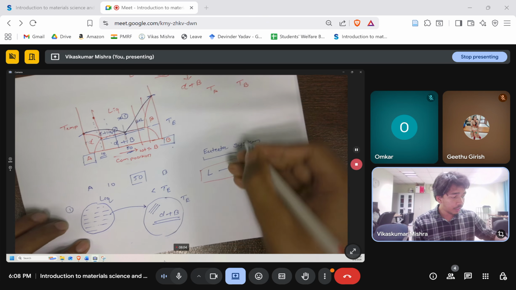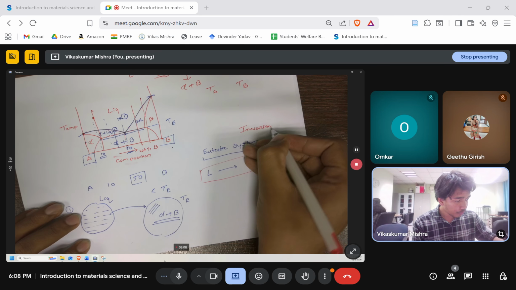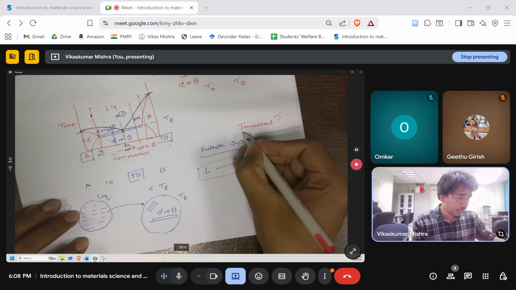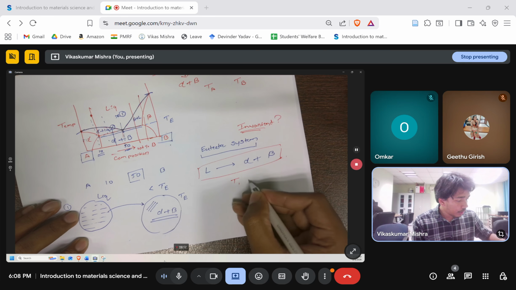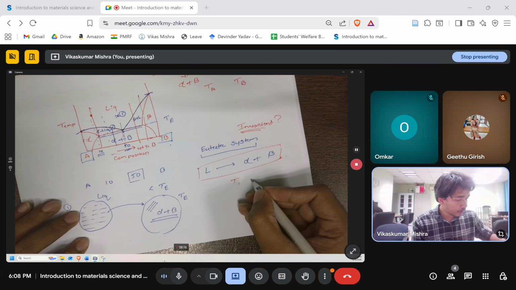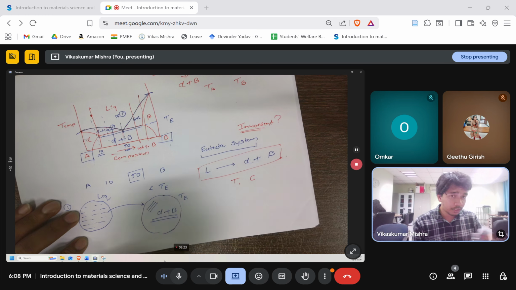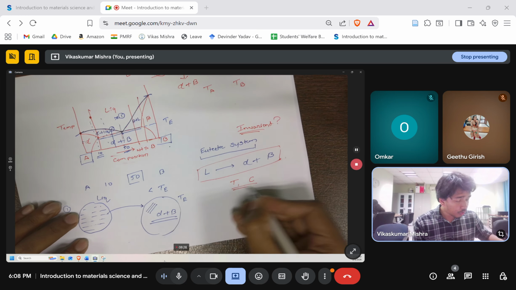Now why are we calling it invariant? Invariant means it's not variable. What it's saying is that the temperature and the composition, let's say composition I'm denoting by C, are not going to change.